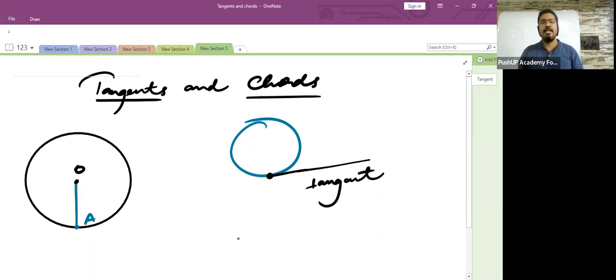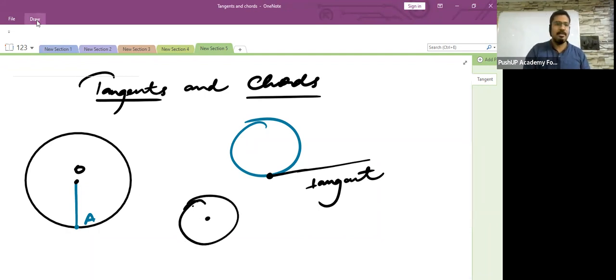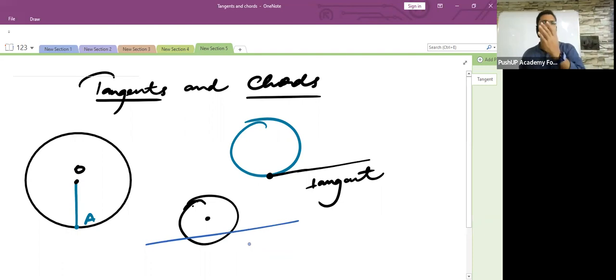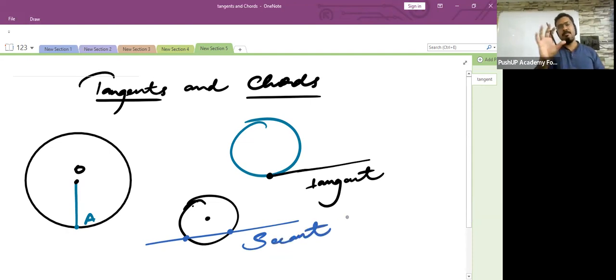And just for your additional information, let me teach you what a secant is. Imagine you have a circle with a center, and if you are able to draw a line which passes through the circle touching 2 points on the circumference, that kind of a line is known as what? A secant. Can you please make a note of this? Because in class 11, you are going to learn this.